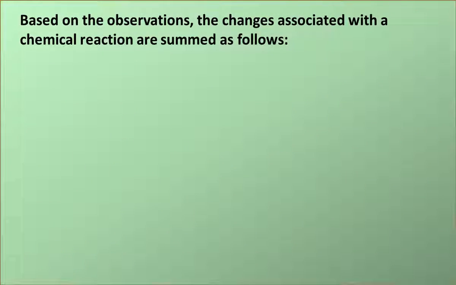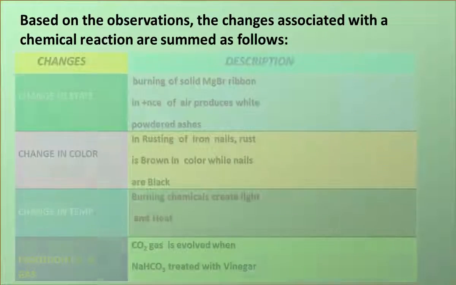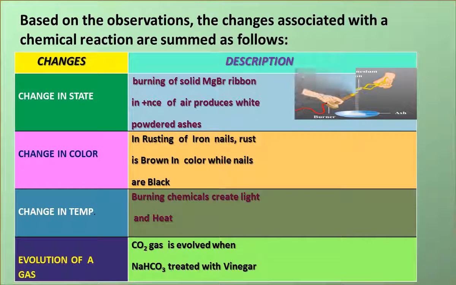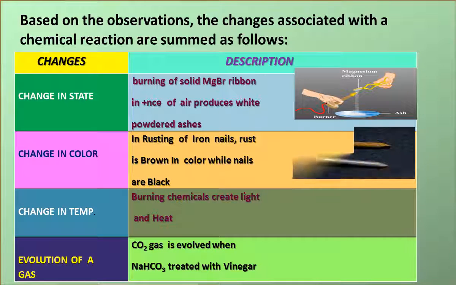Now, based on observation, the changes associated with a chemical reaction are summed up as follows. Change first: change in state. For example, when you burn a solid magnesium ribbon in the presence of air, it produces white powdered ash, so there is a change in state. Second, change in color. You must have seen rusting of iron nails, where brown colored rust covers the black nails.